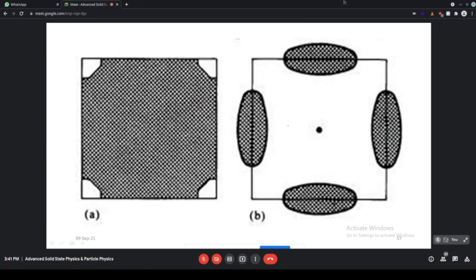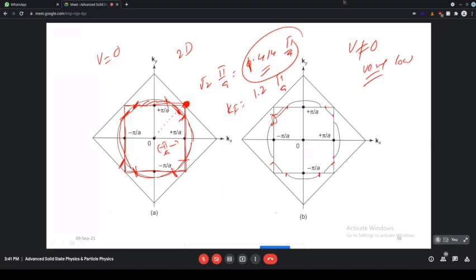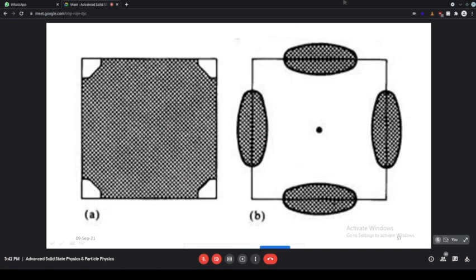Or we can say, let us check, this much in the first Brillouin zone is filled, and this corner is empty in the first zone. Let us consider the second zone. In the second zone, this much is occupied, this much is occupied, this much is occupied, and all other zones are empty. Okay, let us consider here. This zone is filled and this corner is empty.